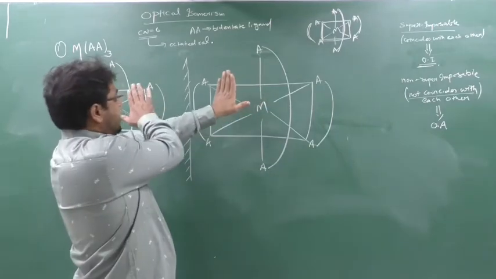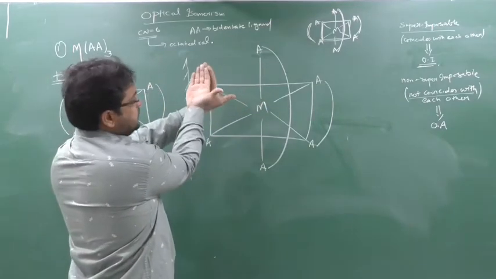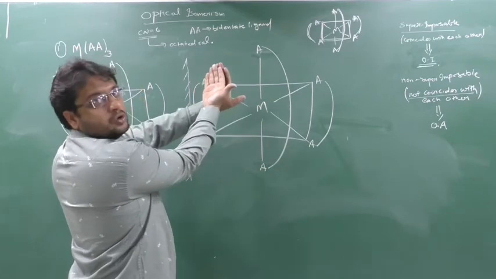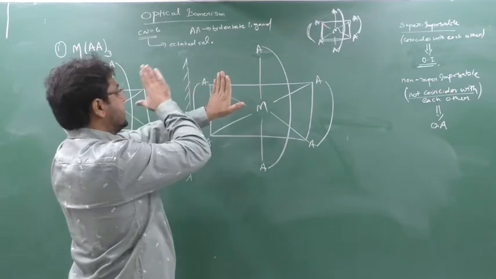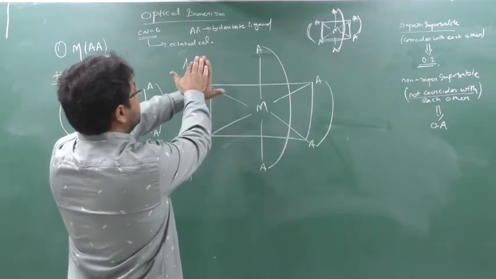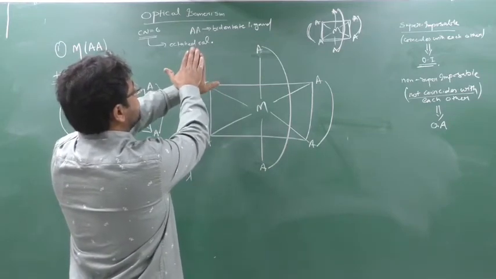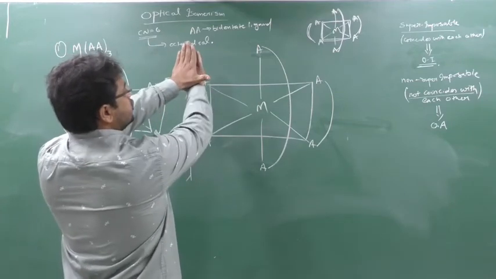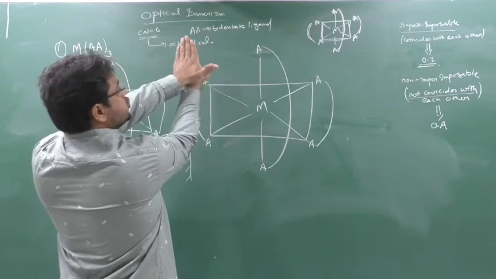So beta, see, this is my hand. If the image is also like this, you cannot see the two thumbs. So this is coinciding. But if the image comes like this, and the object comes like this, you can see my two thumbs. So these two thumbs mean they are non-superimposable. But if you see like this, superimposable. If you see like this, non-superimposable. Like this, superimposable.